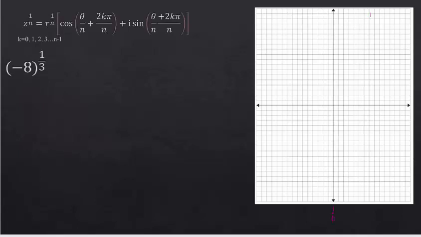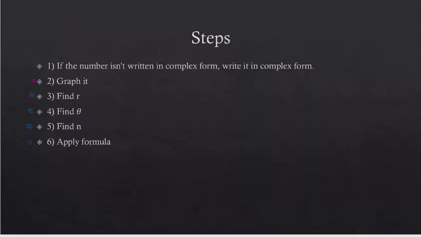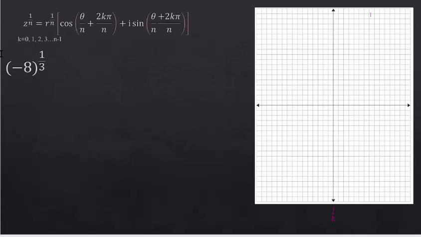So here we have -8 to the 1/3 power, or the cube root of -8. So the first thing we want to do, again, is write it in complex form. So remember, a plus bi is complex form. This is the real number part, and this is the imaginary part. So over here, we have -8 as our real number part, and our imaginary part is 0. So we'll rewrite it as -8 plus 0i.